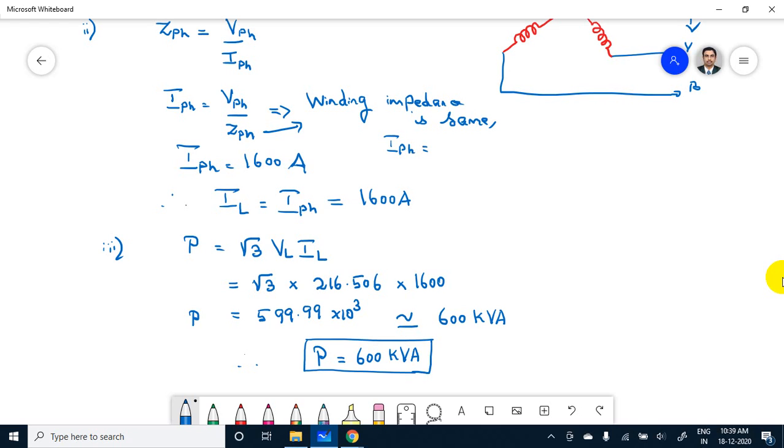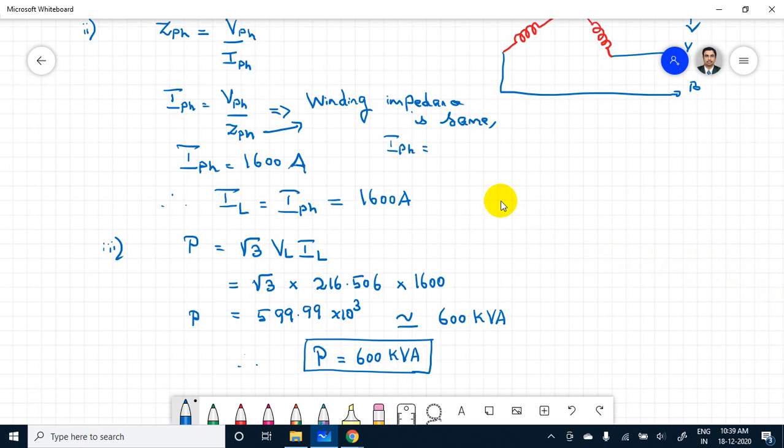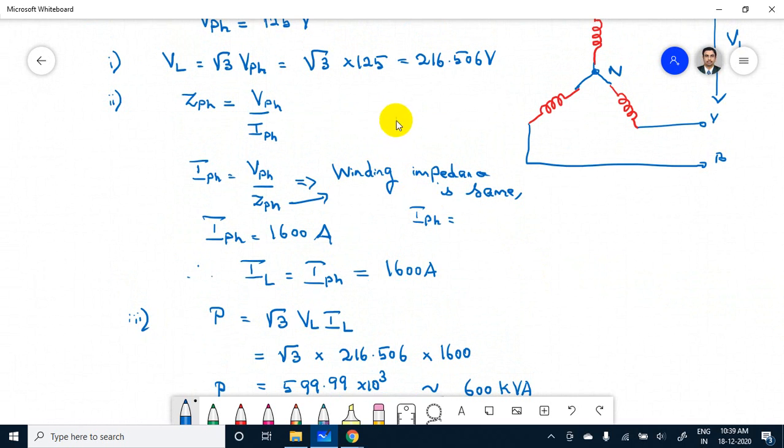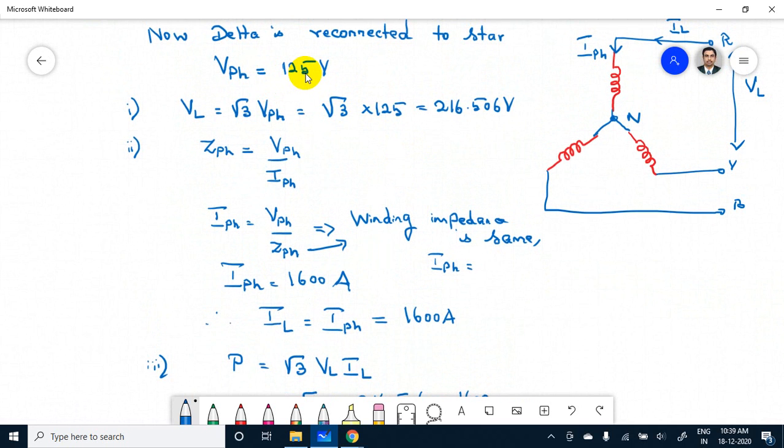I phase is equal to V phase. How much is V phase? Can anyone tell me the V phase? 216.5? No, it is not 216. That is VL. V phase, you see, it is 125. We are taking this V phase 125 from the delta connection, divided by Z phase. Now understand this concept.